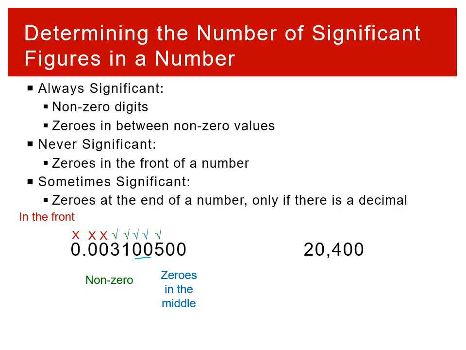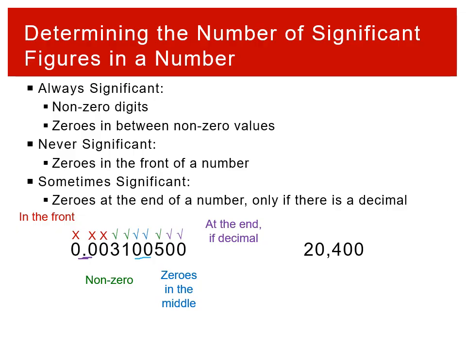Numbers, okay, so there's that. Then let's look at the 20,400. Sometimes significant zeros at the end of a number only count if there's a decimal point. So here I have zeros at the end of a number and I have a decimal point in the number. So that's why those are significant.